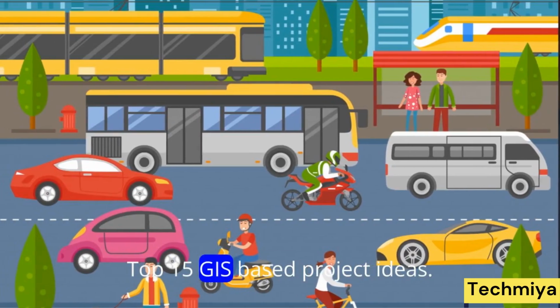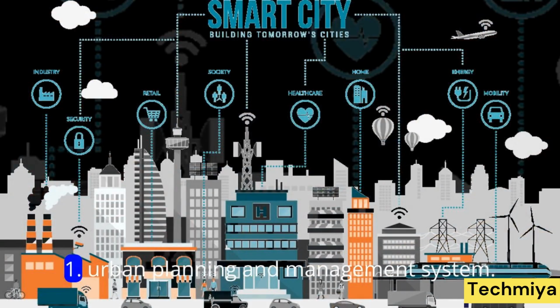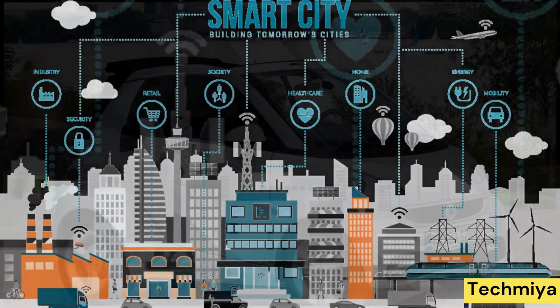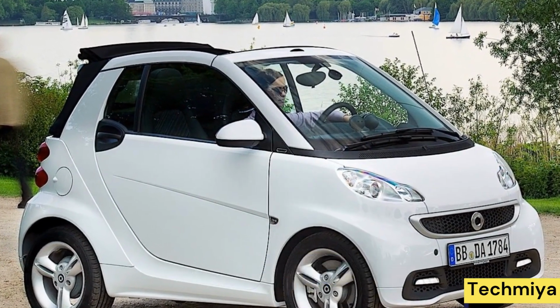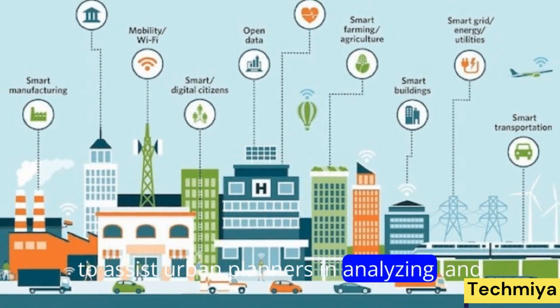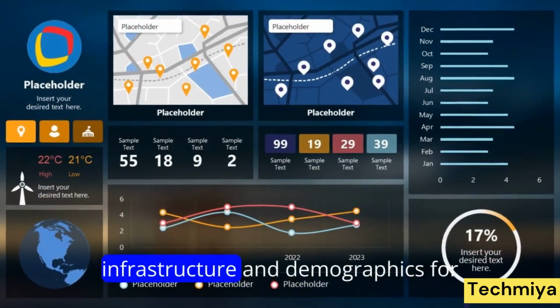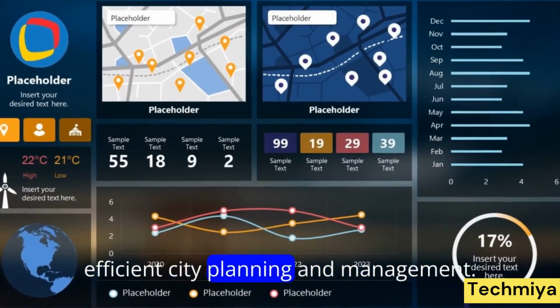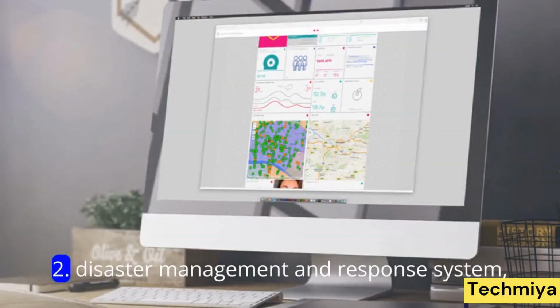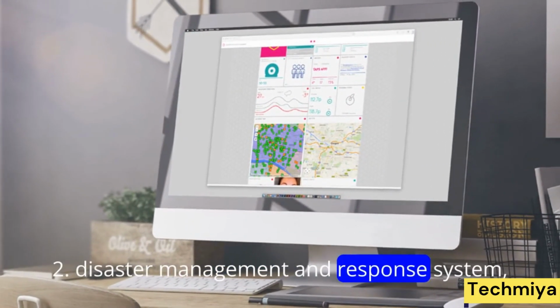Top 15 GIS-based project ideas. 1. Urban Planning and Management System. Develop a GIS application to assist urban planners in analyzing land use, infrastructure, and demographics for efficient city planning and management.